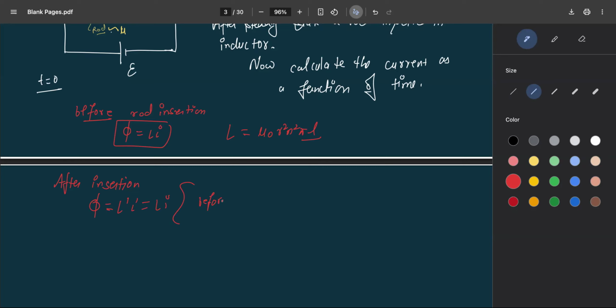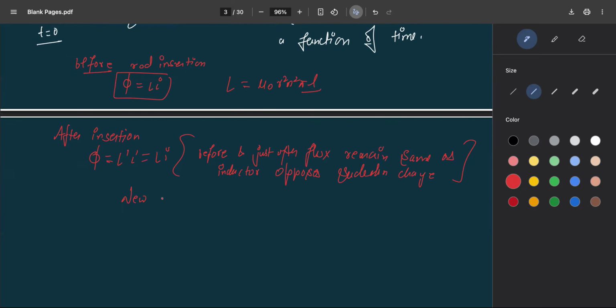Before and just after, the flux remains the same, as the inductor opposes sudden change. Look, I'm just talking about the sudden change.